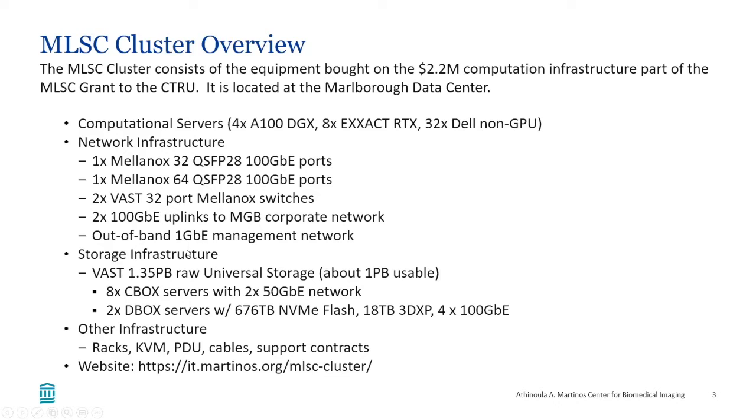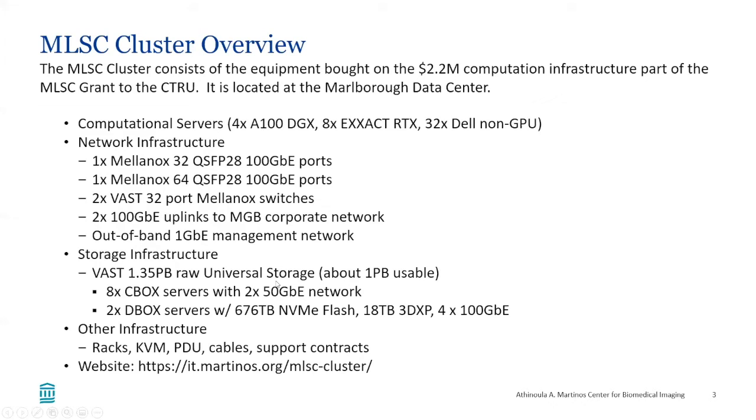Also, as part of this purchase, we got some really high performance storage from a place called VAST. It's 1.3 petabytes, and it is all flash, no magnetic media. This is ultra fast. And I'll talk about more of that later. And then the other parts of the infrastructure that you have to get, of course, racks, KVM, PDU, cables, stuff like that. And I'll show that again at the end.